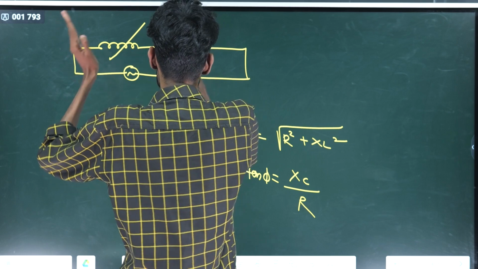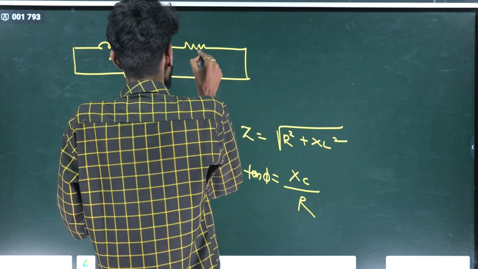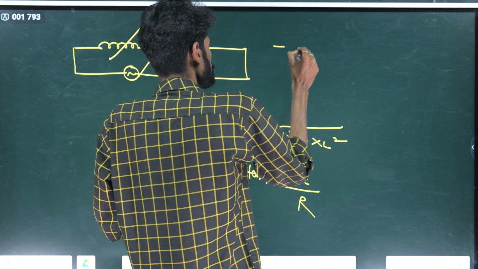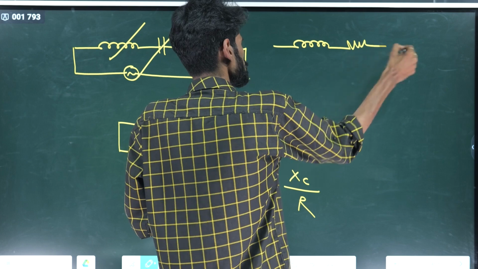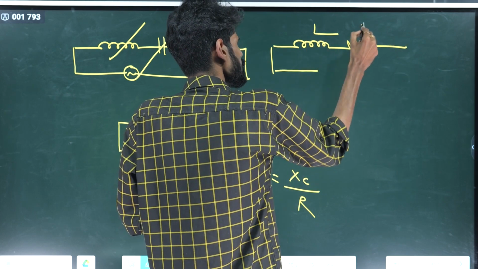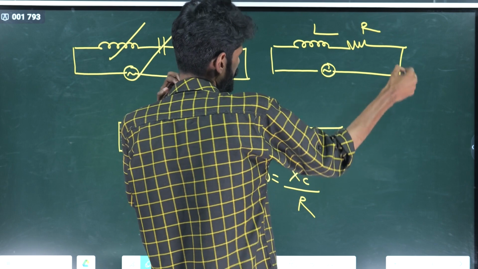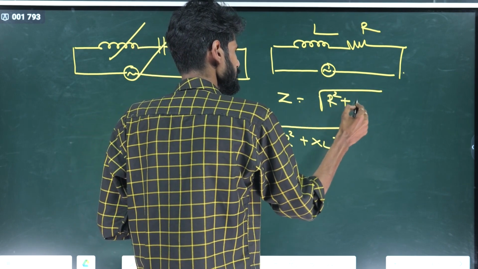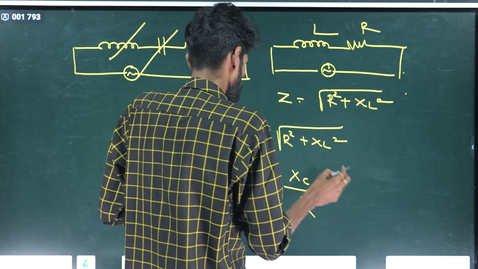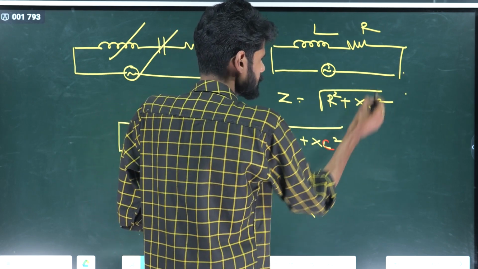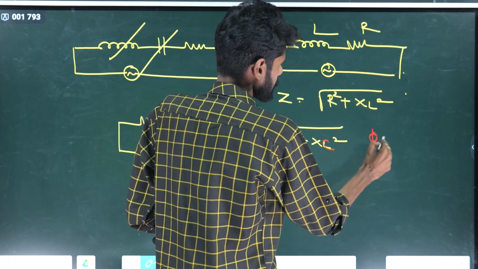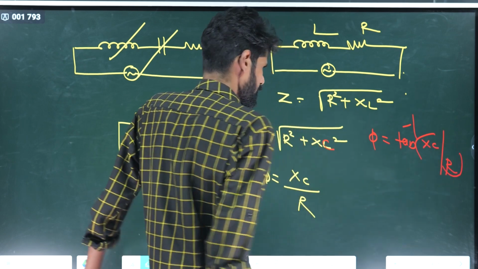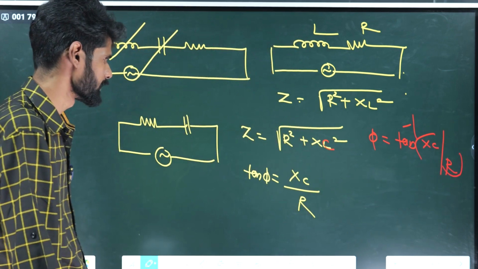Suppose you have an inductor, capacitor and resistor. Instead of that, when you remove the capacitor, you get an inductor and resistance. It is an LR circuit. In an LR circuit, we can find Z is equal to root of R square plus XL square. Sorry, it is XL square here. To find phi, phi is equal to tan inverse of XL divided by R. Okay, now you can use tan inverse of XL by R.